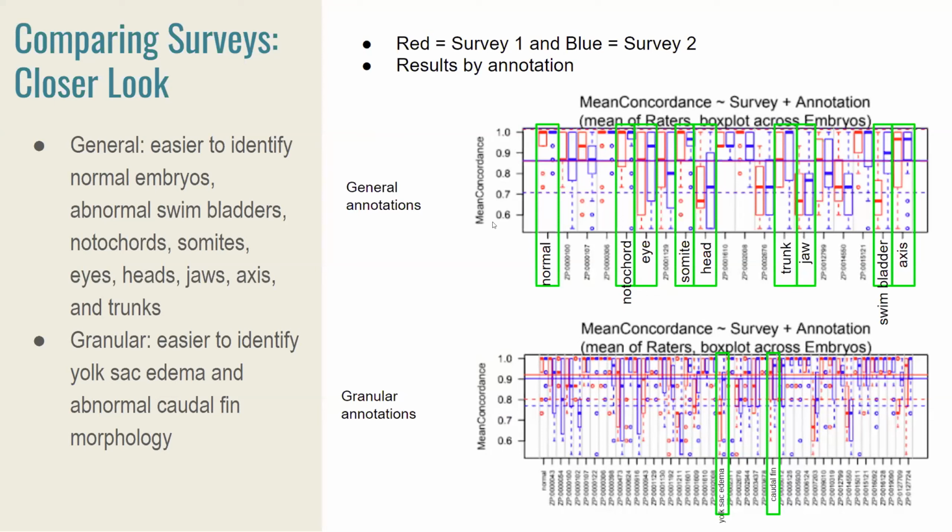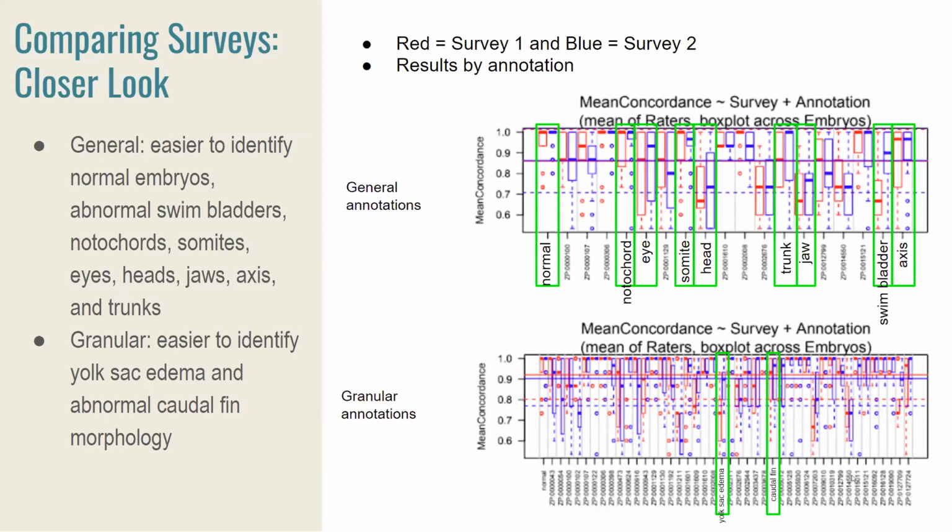Here's results by annotation. Again, survey 1 is in red and survey 2 is in blue. We can see that the general annotations were much easier to identify: normal embryos, abnormal swim bladders, notochords, somites, eyes, heads, jaws, axes, and trunks in the second survey than in the first survey. For the granular terms, it was only easier to identify yolk sac edema and abnormal caudal fin morphology in the second survey.